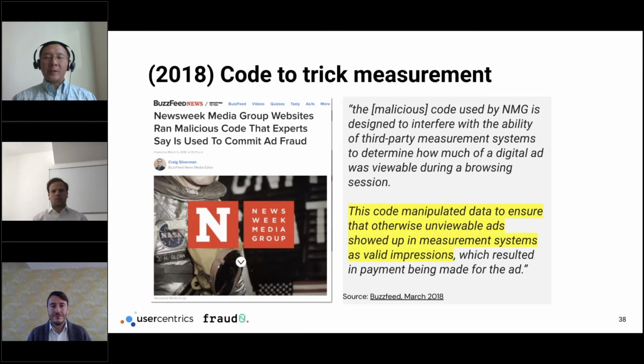So again, as a researcher, what I've seen over the years is that here's an example where even a mainstream site like Newsweek publishing group is actually using malicious JavaScript code to alter the measurement, right? To alter the viewability measurement. So some of the ads that were previously not viewable are now made to appear to be viewable so that they can be sold to advertisers. So this is just one example.